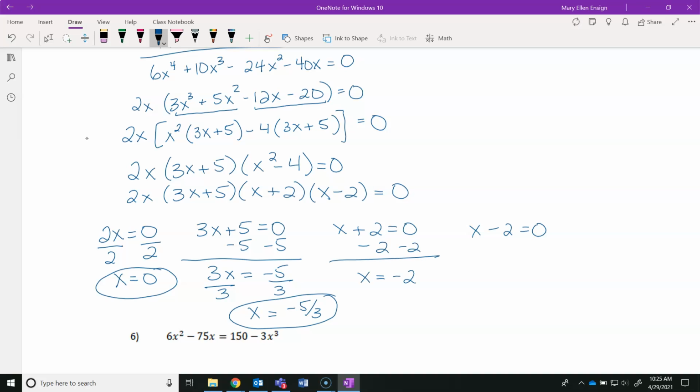X equals negative 2. X equals positive 2. So I do have 4 solutions in this case. 0, negative 5/3, negative 2, and positive 2. And I can go and check each one of those. You don't even have to do it by hand. You can put it in your calculator, right? 6 times negative 5/3 to the 4th plus 10 times negative 5/3 to the 3rd, etc.